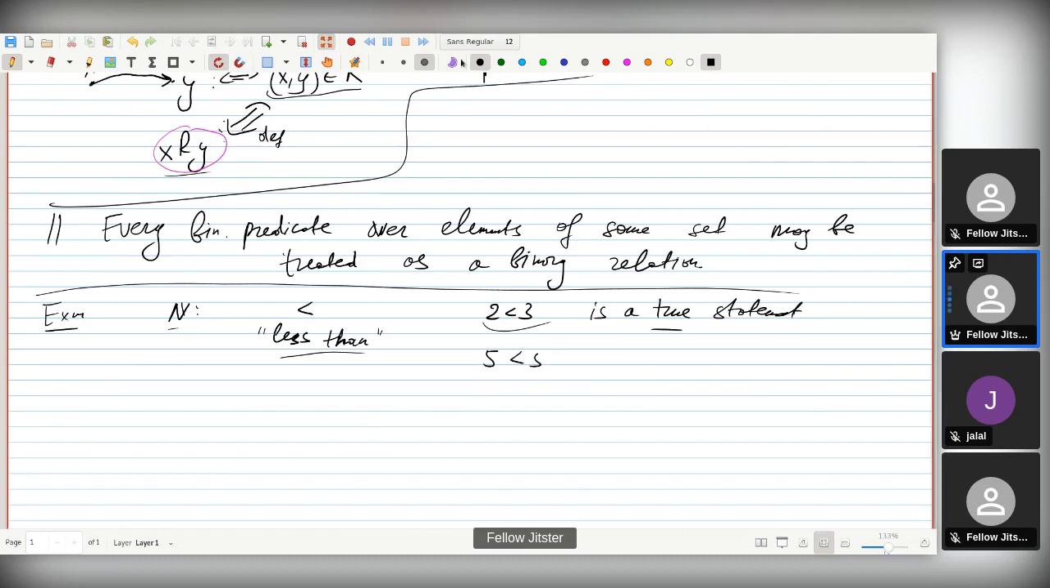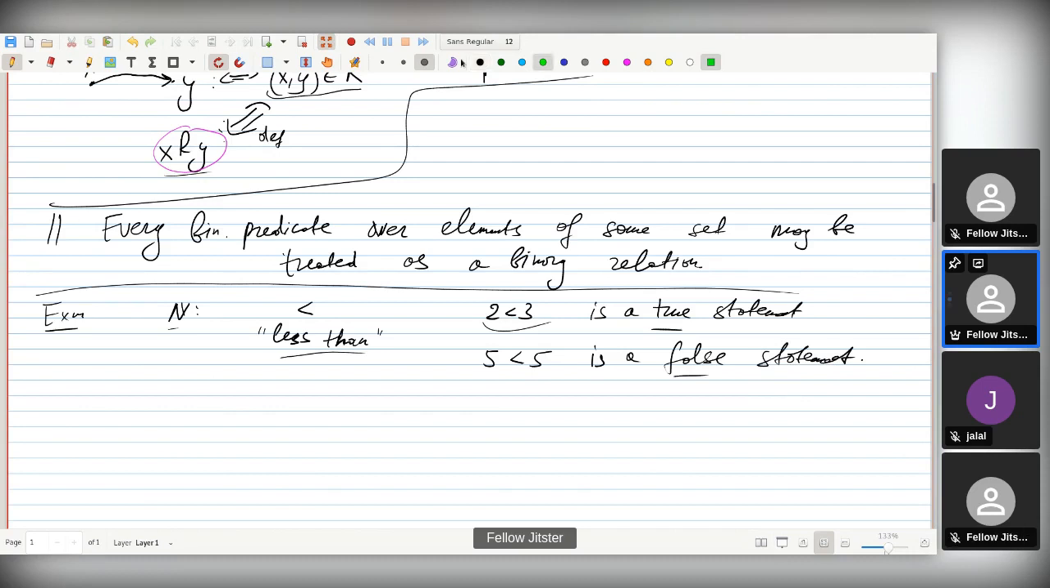5 is less than 5. Is it a statement? No. Why not? Why isn't it a statement? Clearly it is, but it is false. So this one is a false statement. Do you agree?